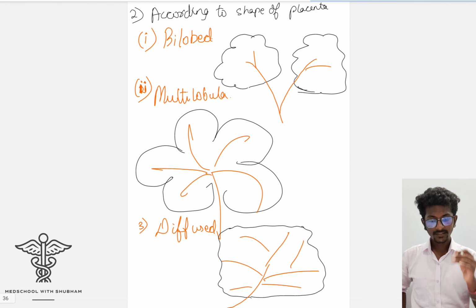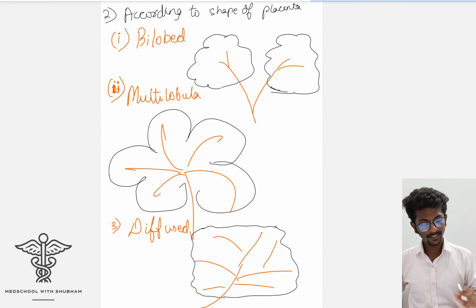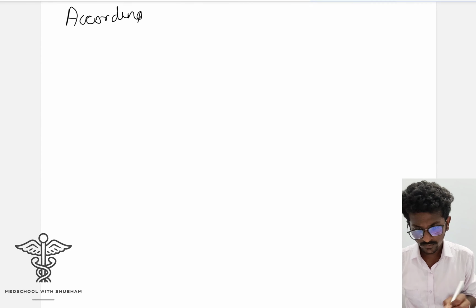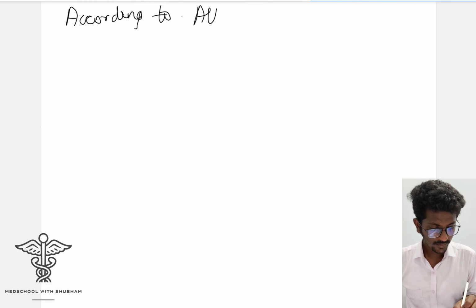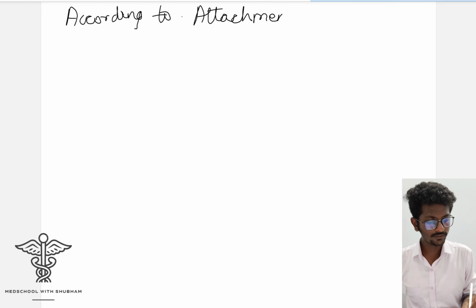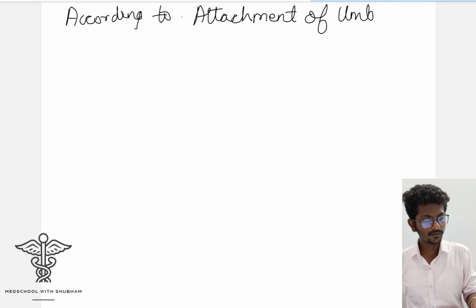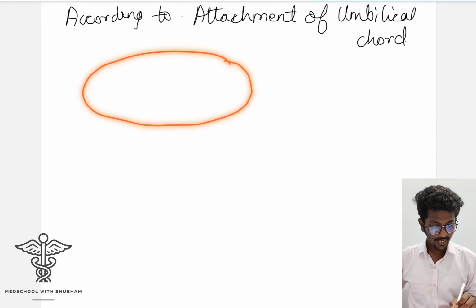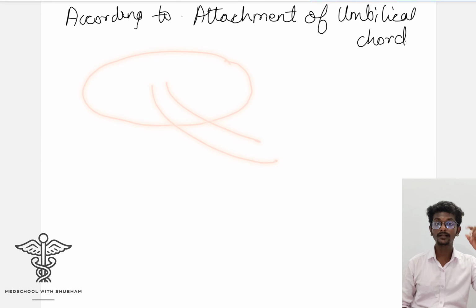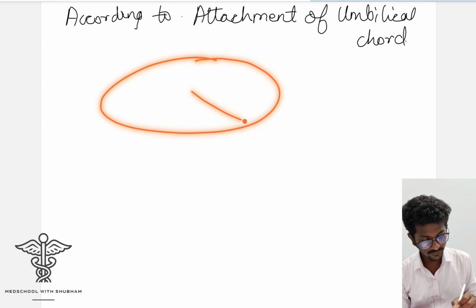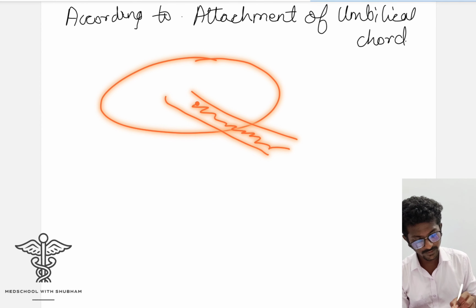So this was about the types of the placenta based on the shape of the placenta. Now third, we have the classification according to the attachment of the umbilical cord. Generally, normally the placenta should be discoidal, and from the middle the umbilical cord should come out in this way, and this umbilical cord should contain the fetal blood vessels. But now, depending upon the attachment of the umbilical cord, there are three types of placenta.